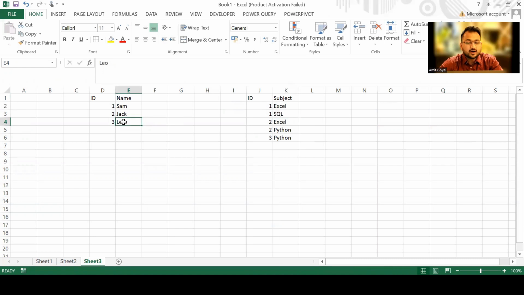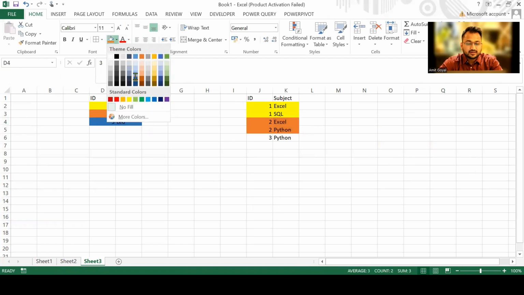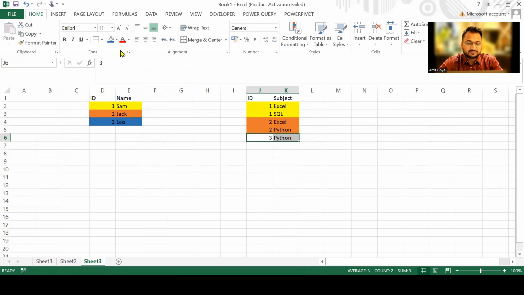If someone asks me how many subjects Leo is studying, the answer will be 1, Python. So if I join these two tables, what will happen? This 1 will get combined with both these ones over here, because 1 has two matching partners in the second table. Likewise, this 2 will get combined with the other 2 that we have. And similarly, this 3, Leo, is going to get combined with this particular 3 record.